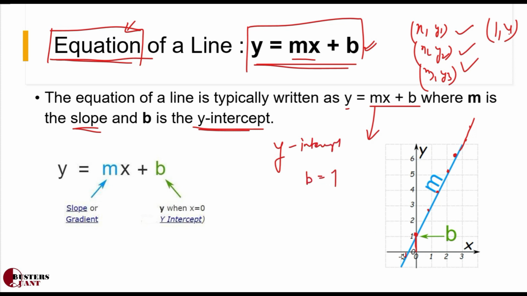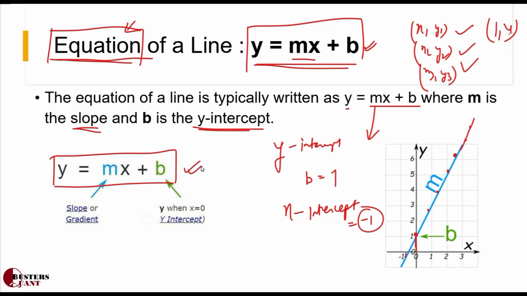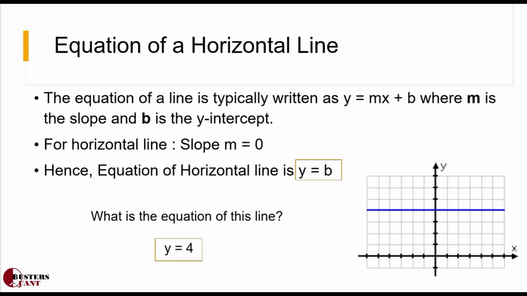And this line is also intersecting x-axis at minus 1. That means x-intercept is equal to minus 1. Okay, so you can just remember this method to write the equation of line. If you know the slope and you know the y-intercept, you can use this formula directly to find the equation of line.